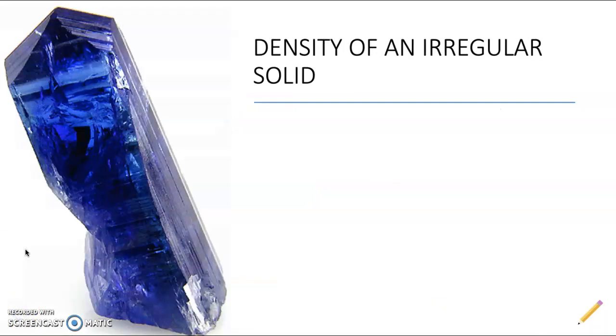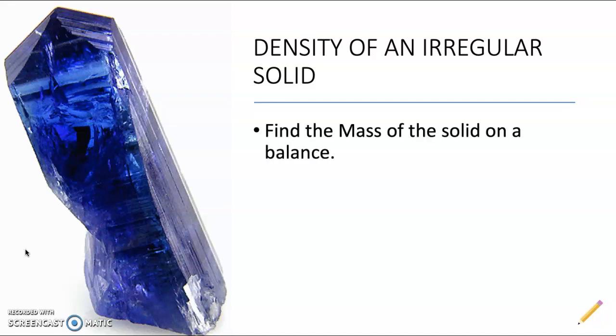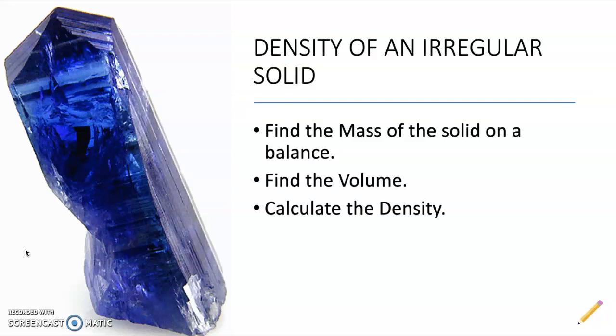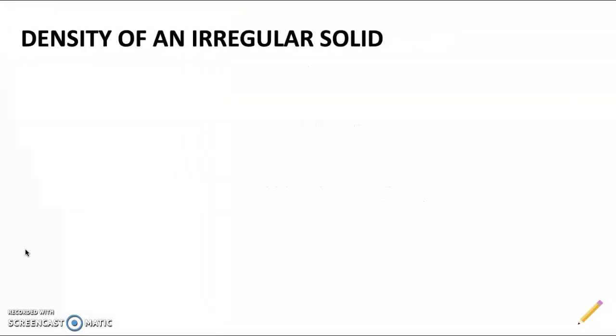Now, that method is all good and well for regular shaped objects. However, finding the density of an irregular shaped solid is slightly harder. And that comes because it's very difficult to work out the volume of an irregular shaped object by measuring it. So you have to do something different. Finding the mass is exactly the same. You can place that object on a scales or a balance and find the mass easily. But finding the volume is a little bit harder. And this is what you need to do.